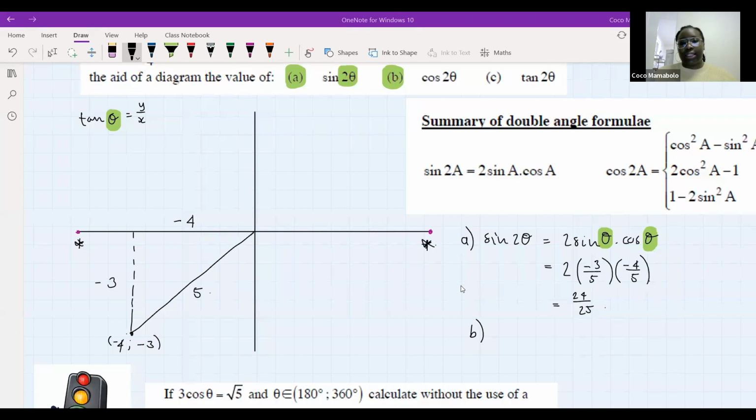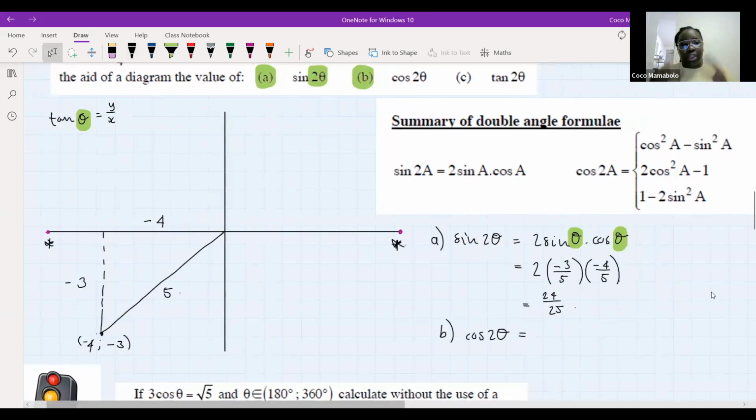Awesome. Excellent, guys. All right, for cos of 2 theta, we can do either one. You can choose whichever double angle formula you want to use. I normally go with the first one because I don't want to have to do 2 times something. I'm just going to square everything. So I'm going to use cos squared theta minus sine squared theta. Whichever one you guys choose, that's fine as well.